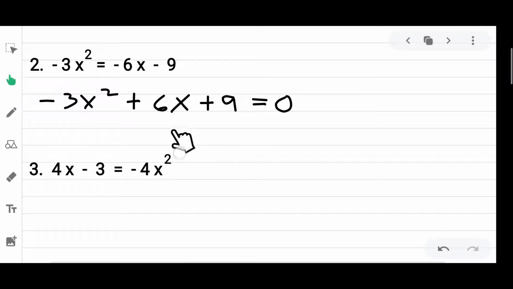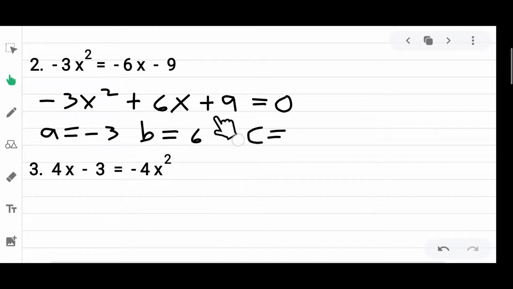So, for this, naka-standard form na siya, it is easier for us to identify the values of A, B, and C. And what is that? Ang value ng A natin is negative 3, which is the numerical coefficient of x squared. And then sa value naman ng B natin ay positive 6, the numerical coefficient of x. And for our C, or constant term, yung number lang, that is positive 9.